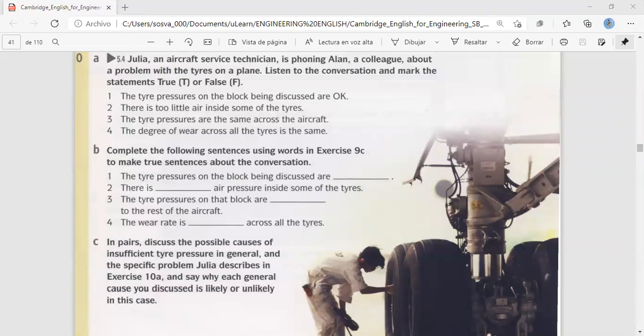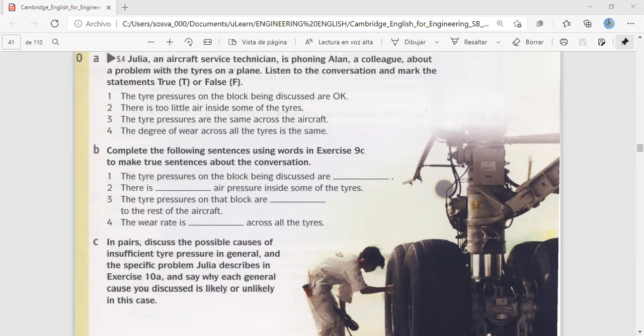Hello? Hello, Alan. It's Julia. I've just started a landing gear check and found a bit of a problem with some tires. All the pressures on one of the wing blocks are well down. On the same block? Yeah, on all the other blocks they're correct. So it seems odd that this one group of tires on one corner of the aircraft are all low. And the strange thing is, they're down by exactly the same amount on every tire on the block.